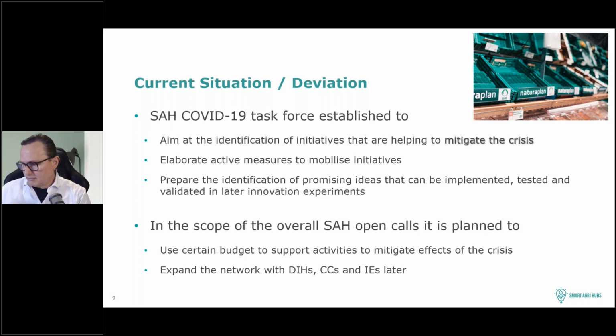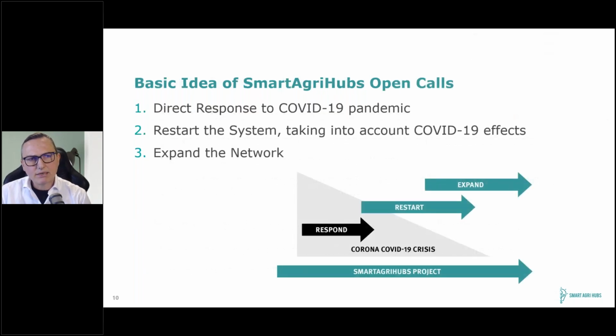So this was, let's say, business as usual. And now we are asking ourselves what Smart Agri-Hubs can also do in the COVID-19 crisis to mitigate the effects. Therefore, the basic idea of the Smart Agri-Hubs open calls at the moment is to have at first a direct response to COVID-19. These arrows are just to give a logical idea of what we are talking about. It's not about the detailed timing. You will see later slides on the detailed timing, but that's more on the logical idea. So respond immediately: what can we do now to mitigate the crisis?